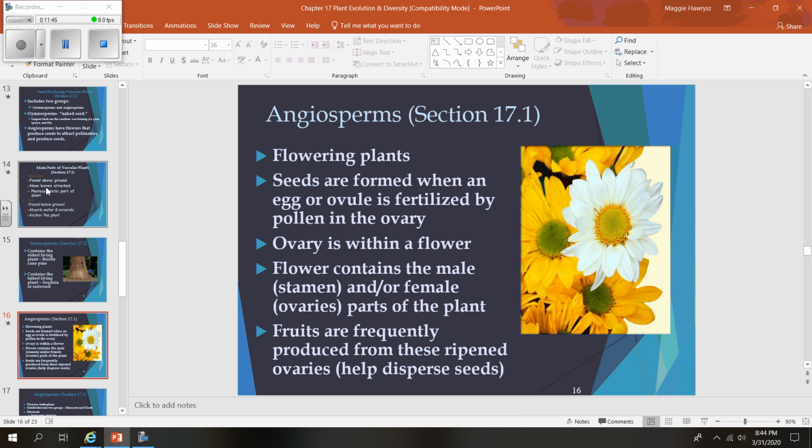There are distinct male and female parts on a flower, and most flowers, if not all flowers, contain both the male and the female parts of the flower, or of the plant.